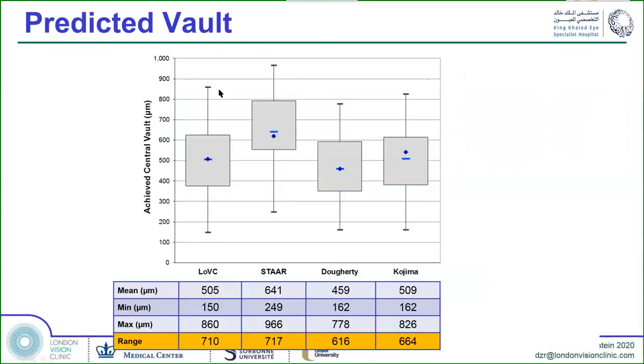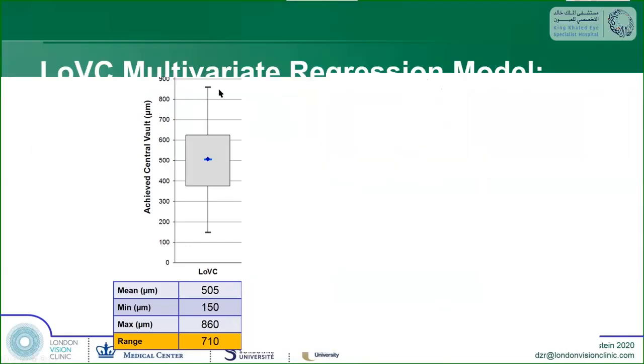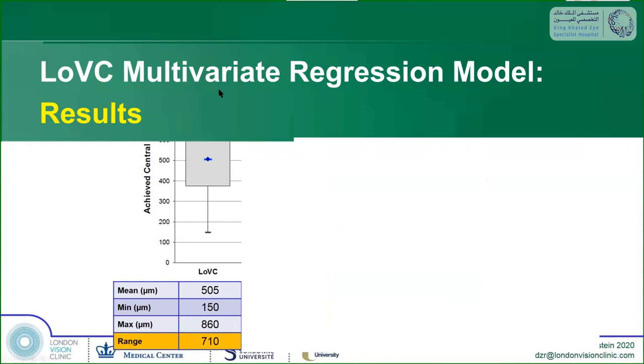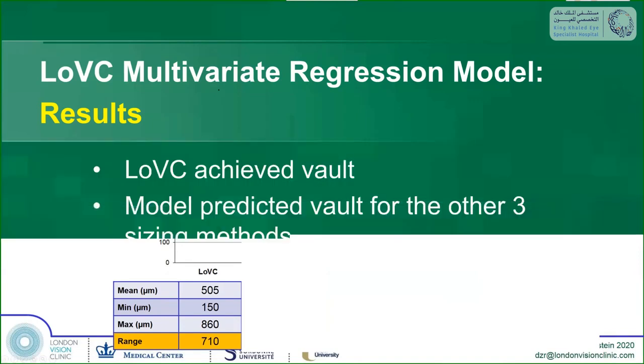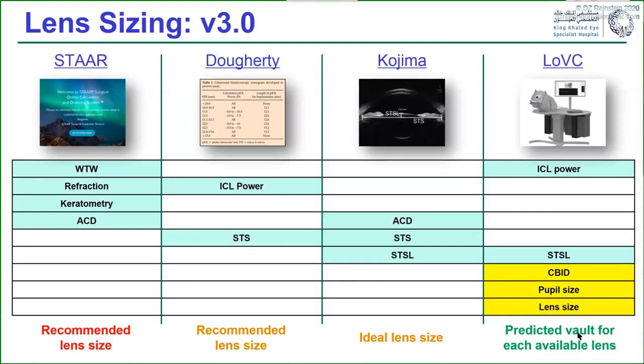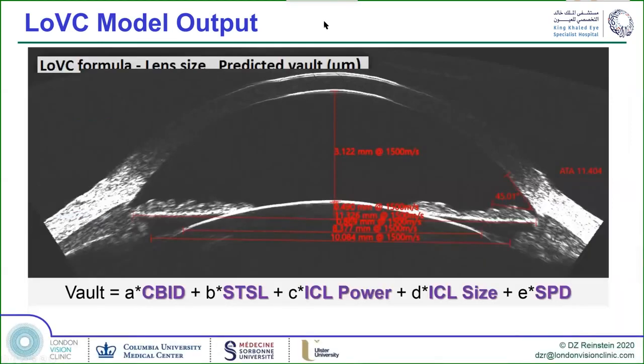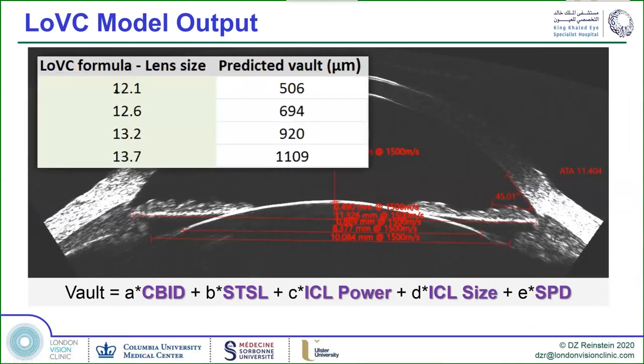We thought of providing the user with a predicted vault for each of the available lens sizes. In other words, you have a particular eye, and you put the parameters in, and it tells you that if you put in a 12.1, you have a predicted lens separation of 506. If you put in a 13.7, it's a predicted 1100 microns.